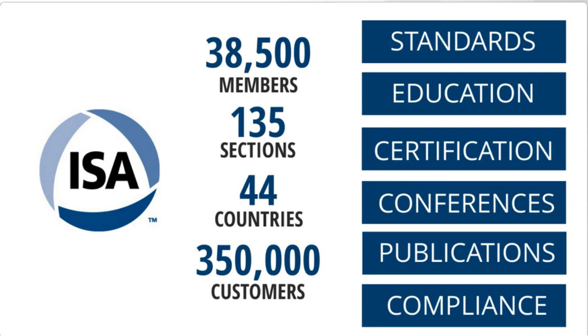So ISA is the International Society of Automation. We're a professional engineering society focused in the domain of automation engineering. We have about 38,000 members. We're an international society with 135 sections in 44 countries. We do a lot of events, education, training, webinars, and we touch about 350,000 or more customers a year. Last year, we trained over 3,000 professionals in the automation engineering arena, including training on the 62443 international cybersecurity standards.